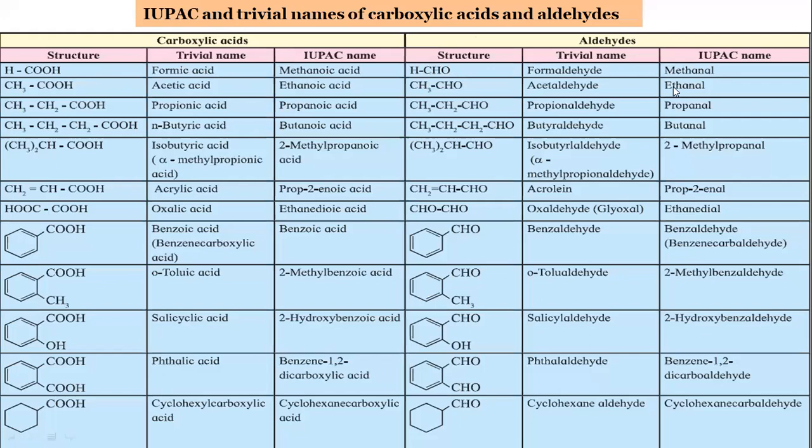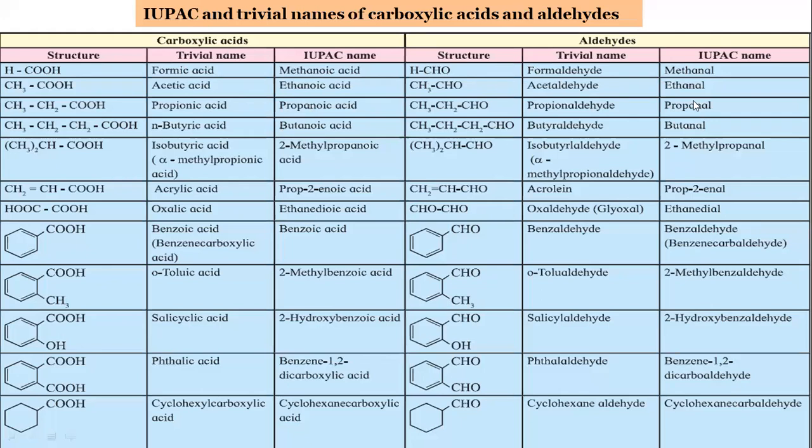Then when 2 carbons are there, it is ethanal, propanal, butanal, pentanal, hexanal, like this. As the number of carbons increases, the names change. Now coming to the carboxylic acids, the names of carboxylic acids and aldehydes are relatively the same. When one carbon is there, the name is methanoic acid. Ethanal, it is ethanoic acid. Propanal, it is propanoic acid. Then butanal, it is butanoic acid.